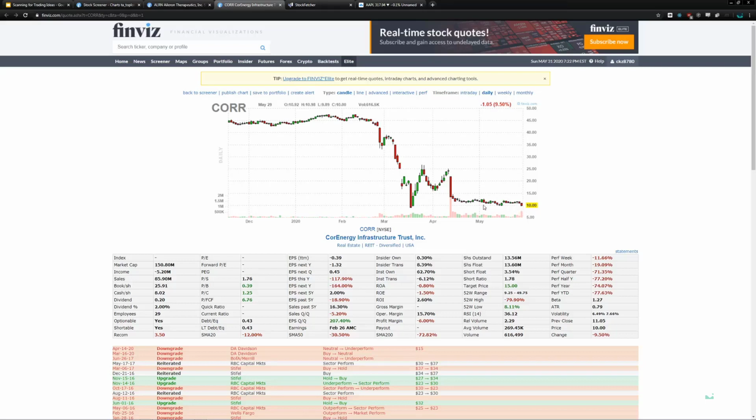So if this breaks under that $10 line, then we could see a secondary move downwards. This would be a good potential short sell because it's low risk, right? If it breaks under $10 a share and starts moving down, you just put your stop loss right back above $10 a share. If it bounces and takes out your stop loss, then you take a small loss. If not, then you just let it run.